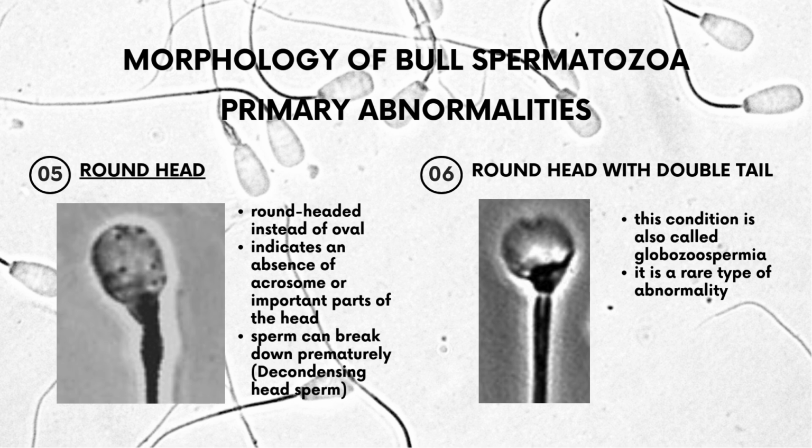The next one is the round head with double tail. It is another type of globozoospermia in which the sperm contains 2 tails instead of the normally single elongated one. This is a rare type of abnormality.